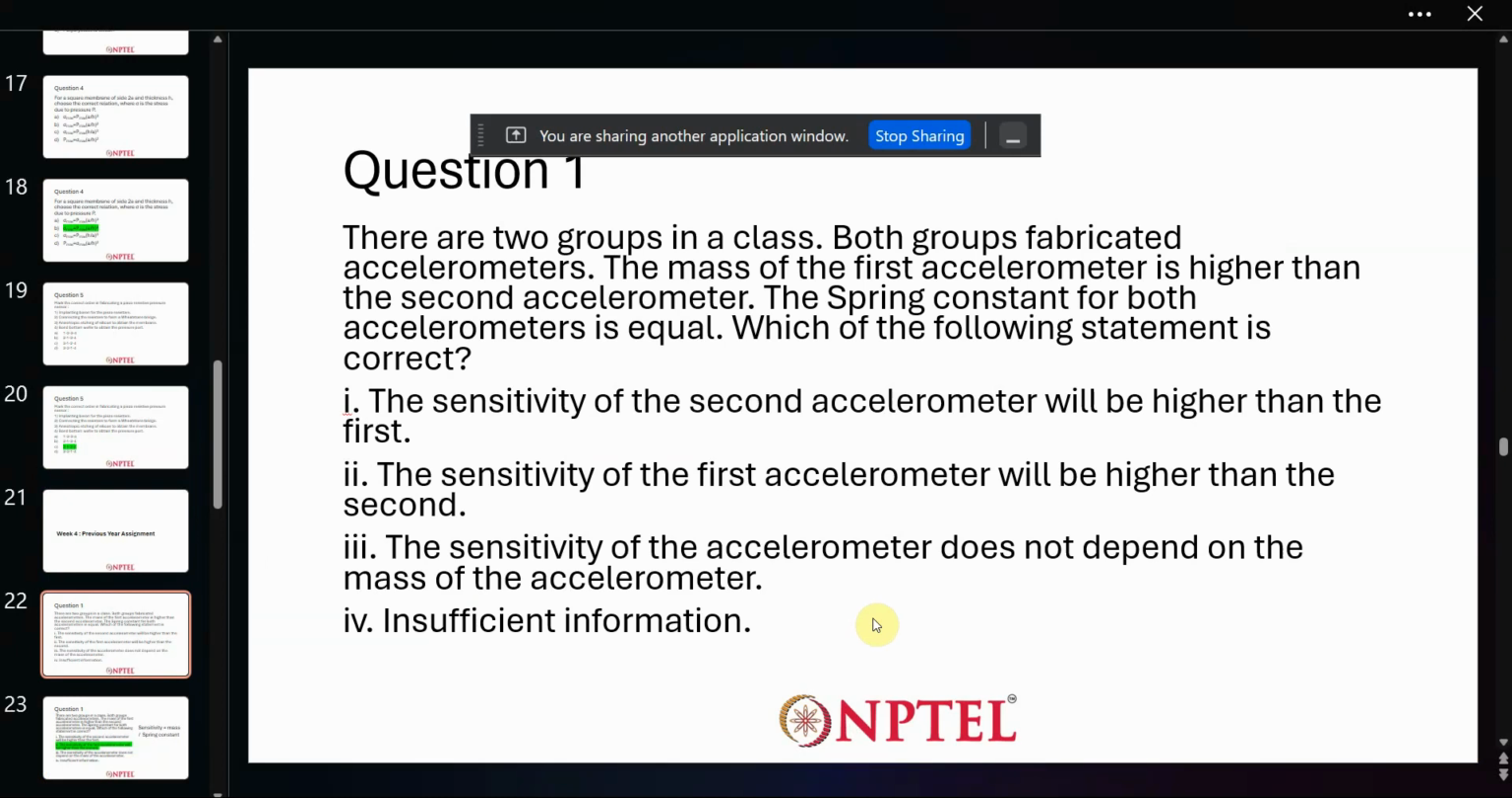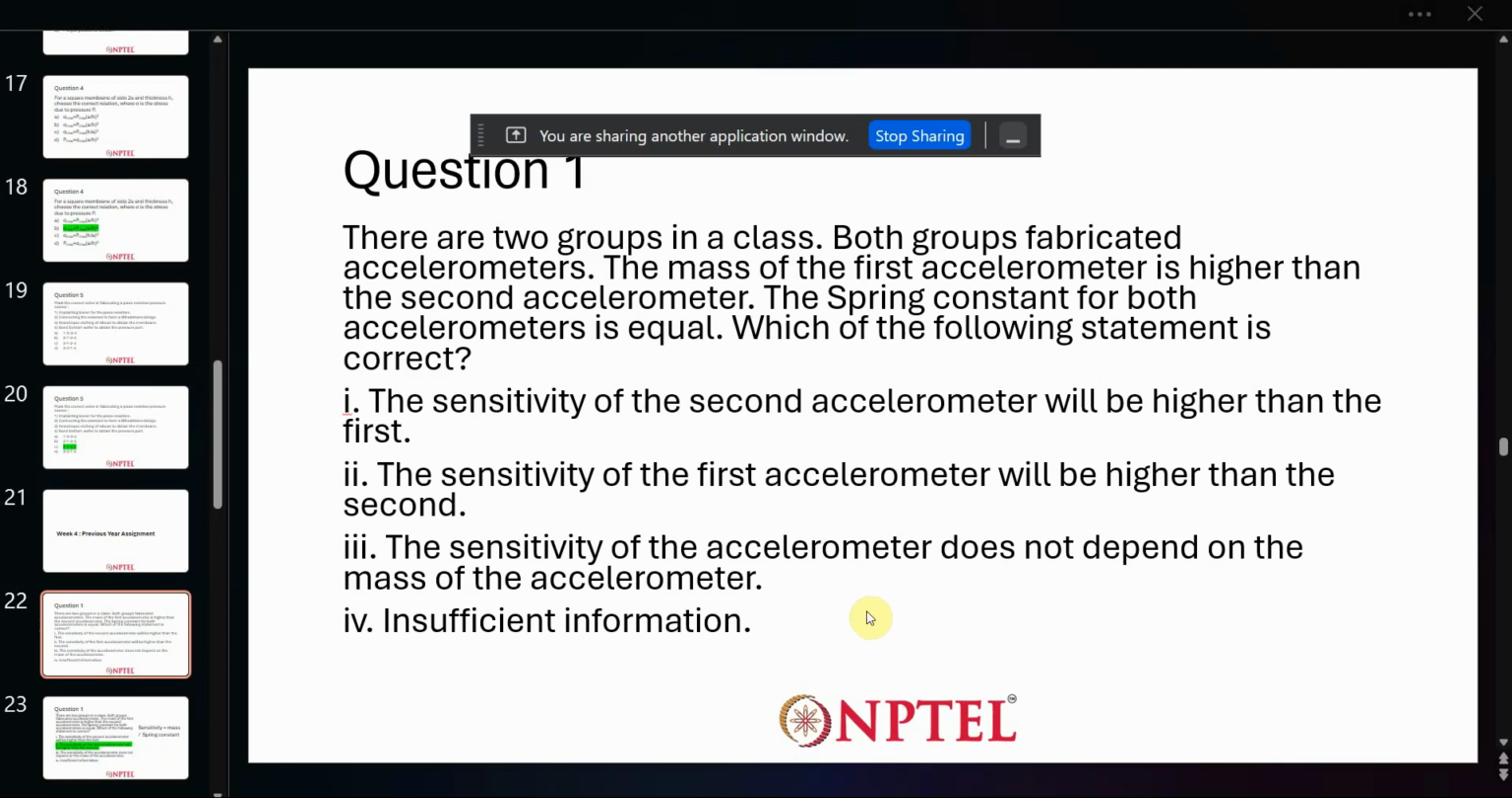The sensitivity of the second accelerometer will be higher than the first one. The sensitivity of the first accelerometer will be higher than the second one. The sensitivity of the accelerometer does not depend on the mass of the accelerometer, or insufficient information. So basically you just have to filter out the main thing: the first group to the second group mass is 2:1. That is the factor we need to understand, whether the sensitivity and the mass of the accelerometer have any relation. That is what is being asked in this question.